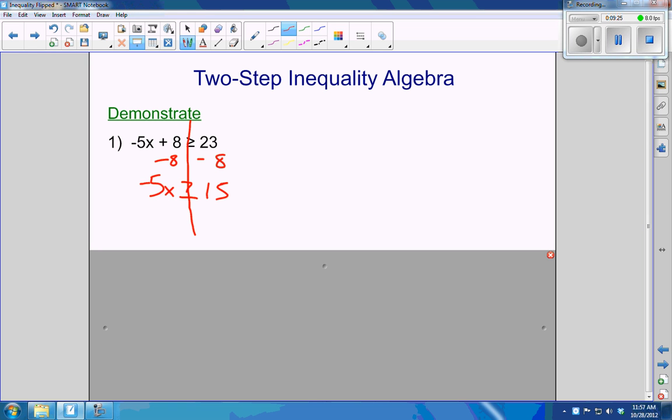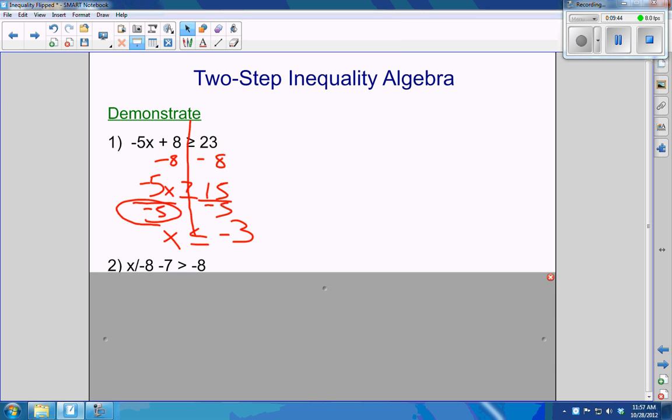And here is the tricky part right here, we have to divide by negative 5. Divide by negative 5. Remember, whenever I divide by a negative number in my algebra, I flip the sign. 15 divided by negative 5 is negative 3.